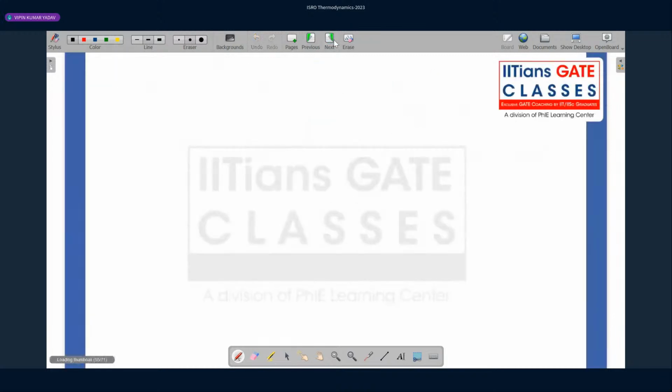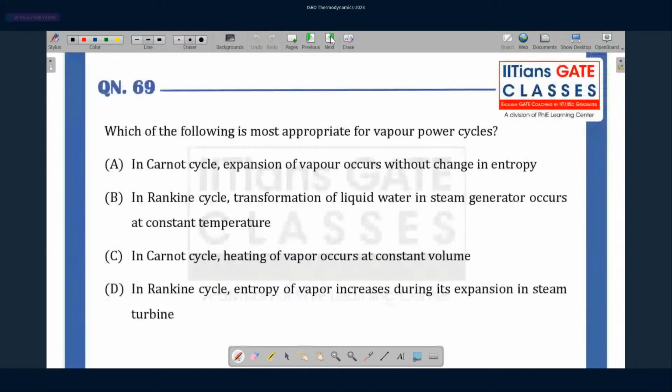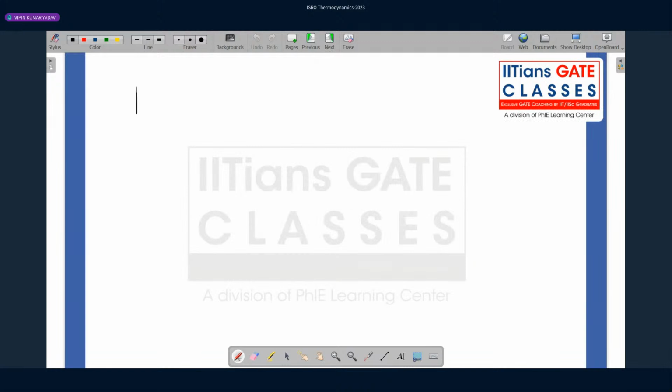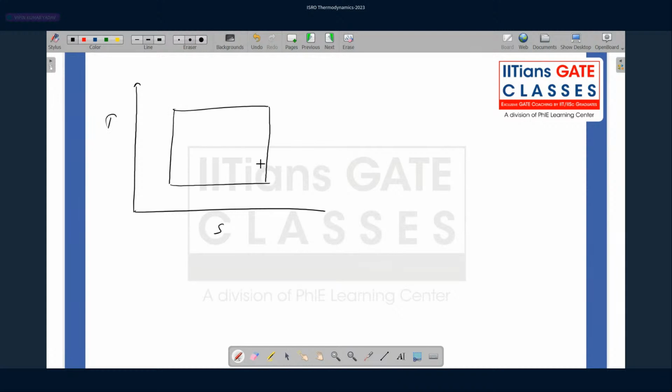Let's move ahead to the next question. It says, which of the following is the most appropriate for vapor power cycle? So it says in Carnot cycle, expansion of vapor occurs without change in entropy. No, that is wrong. You see, what is the Carnot cycle? This is your Carnot cycle, on a TS diagram. So 1, 2, 3, 4.